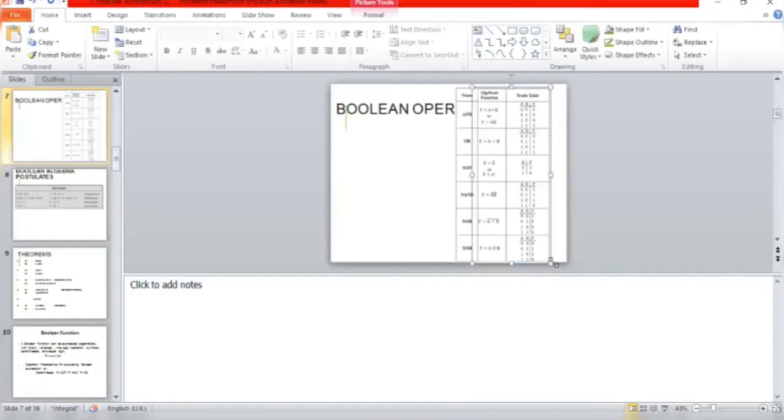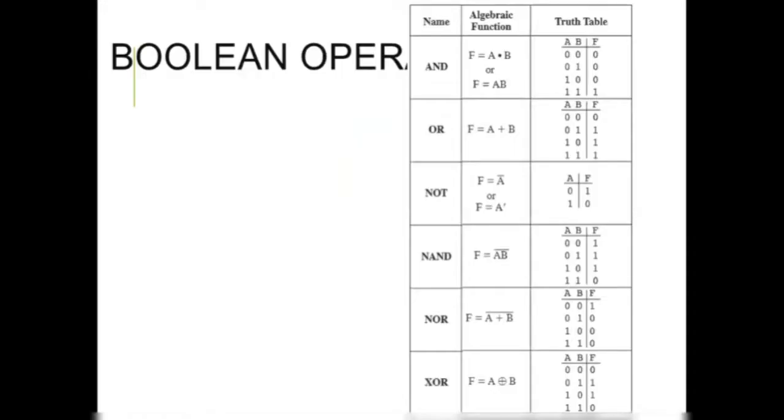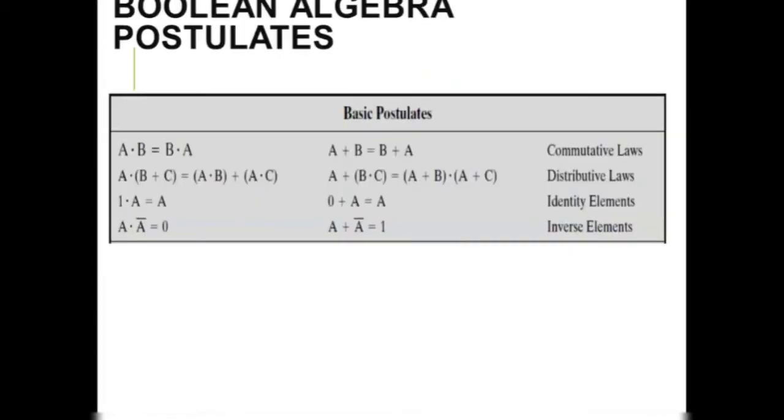So let me adjust so that you can see. Okay. So now I think you can see the XOR operation. So those are the algebraic manipulations of Boolean operations.